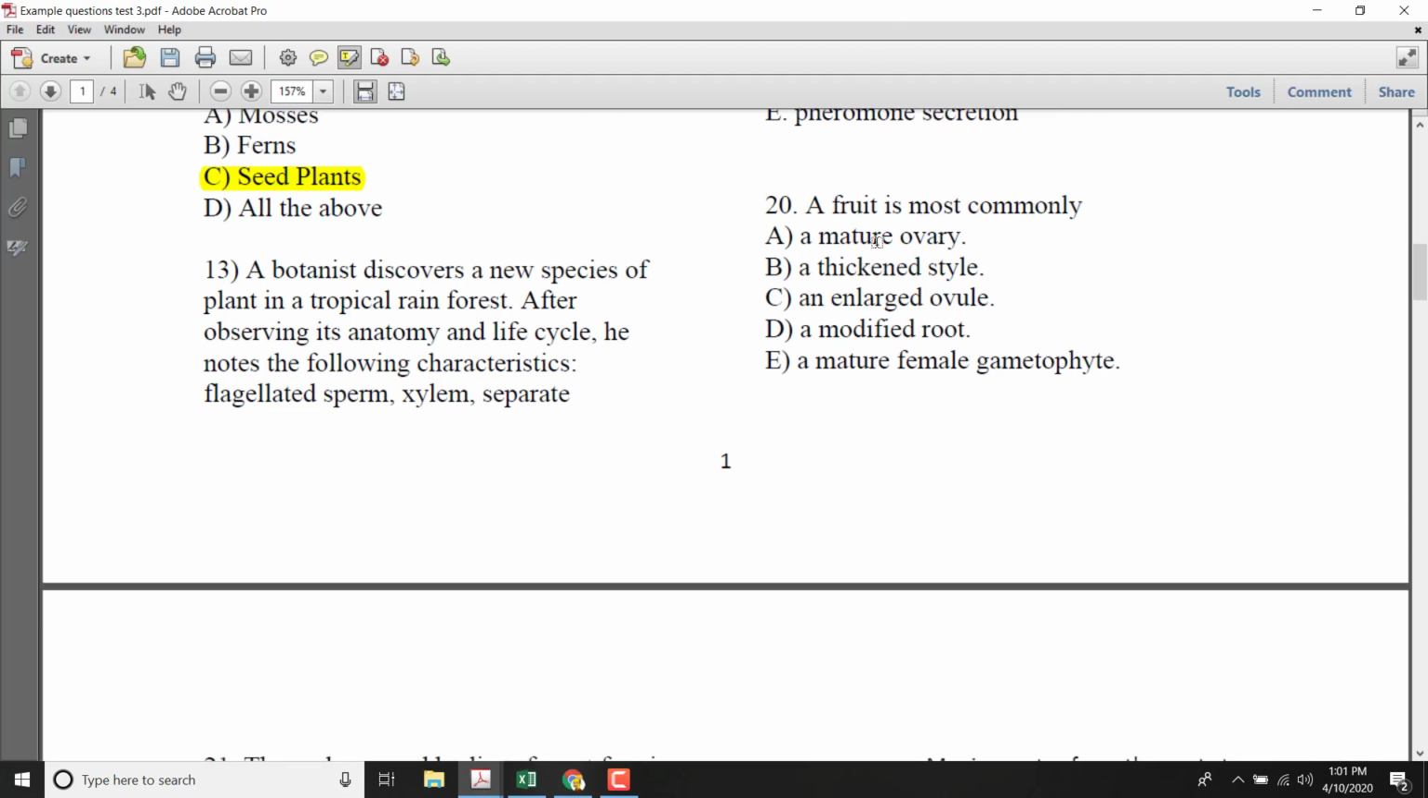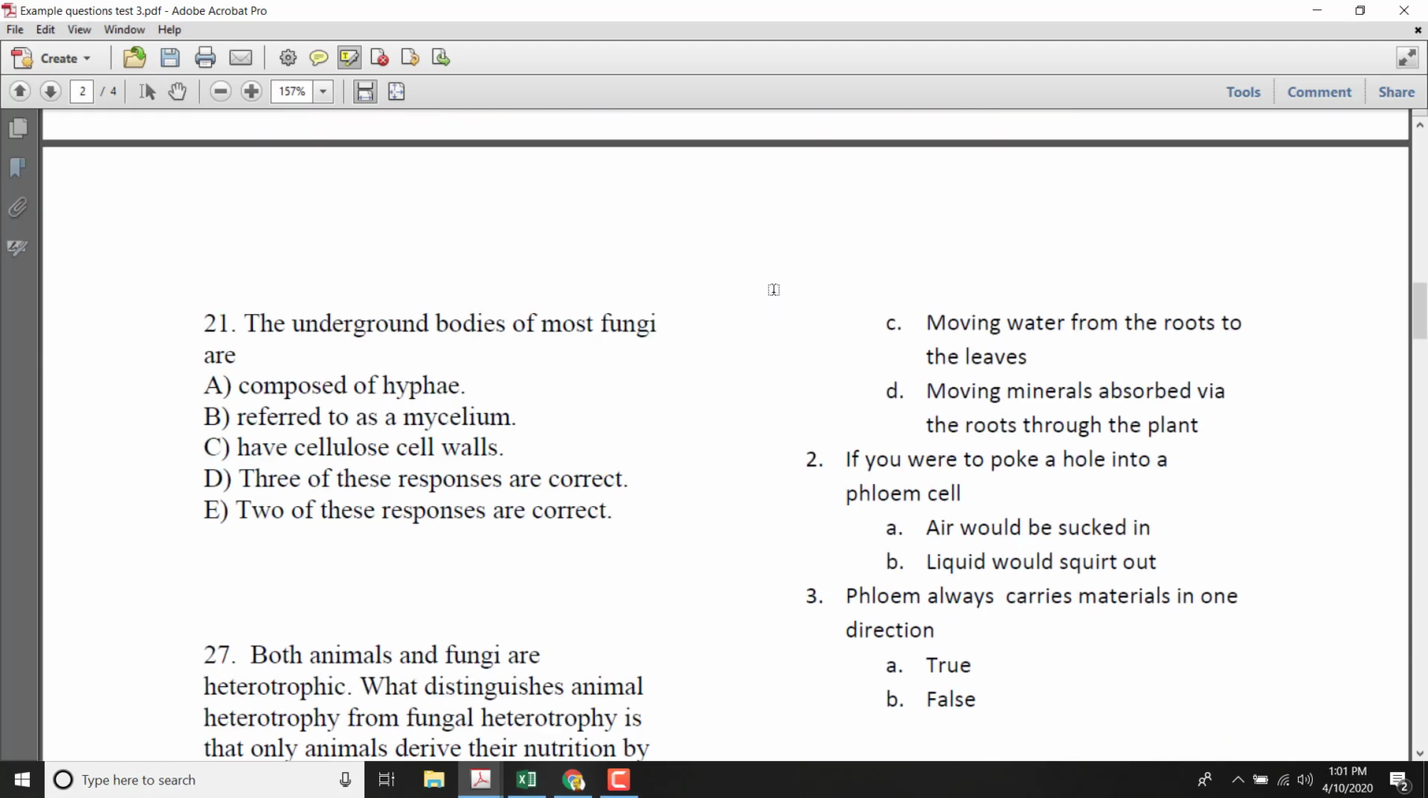A fruit is most commonly... Well, here's your options, and students will often confuse A and B. But the answer is a mature ovary. An ovary is that swollen part of the flower that contains ovules. Ovules become seeds, ovaries become fruits.